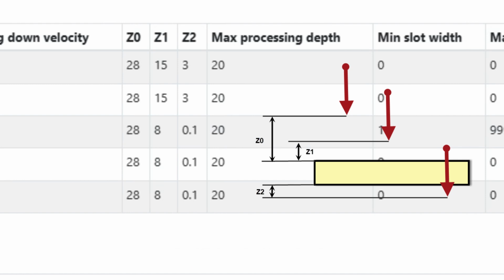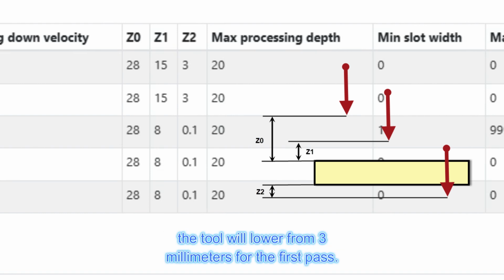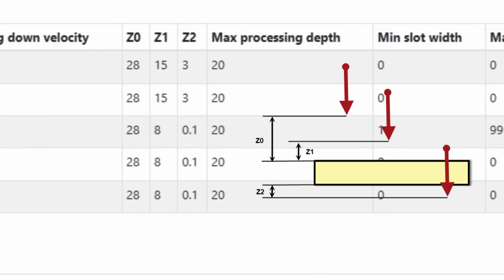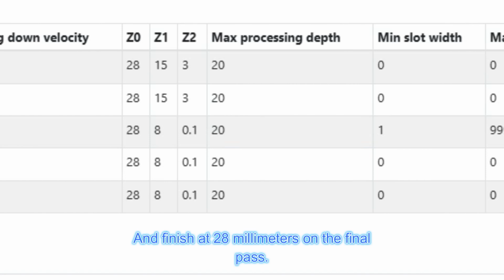For example, Z0 equals 28, Z1 equals 15, Z2 equals 3. This means the tool will lower from 3 mm for the first pass, continue at 15 mm on the next pass, and finish at 28 mm on the final pass.